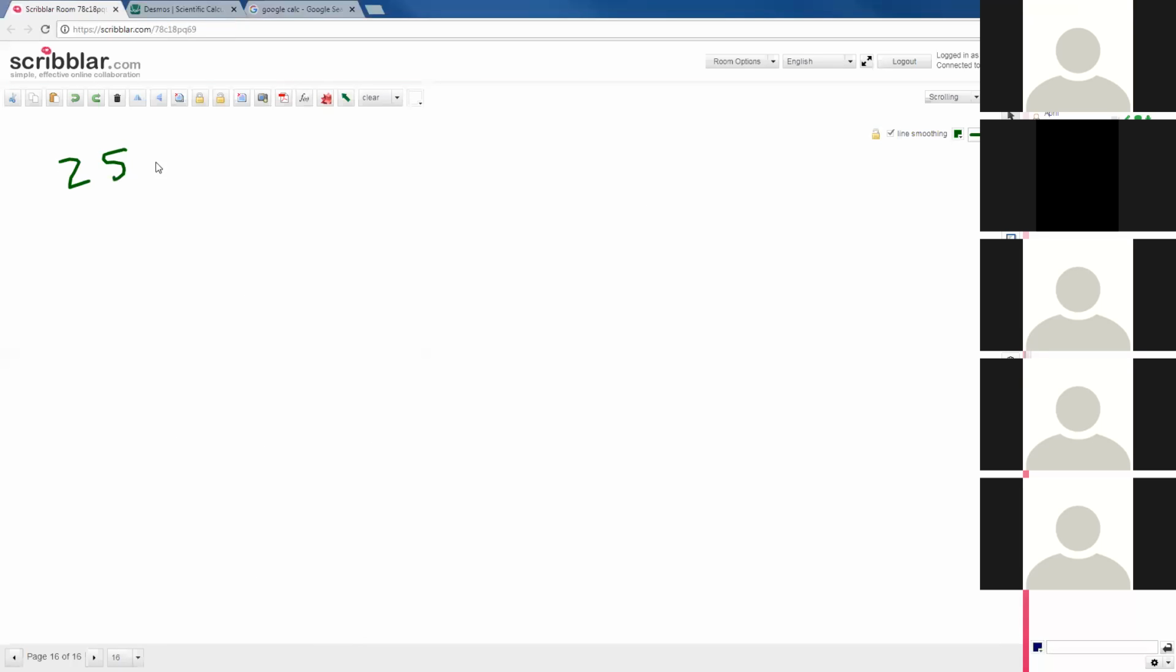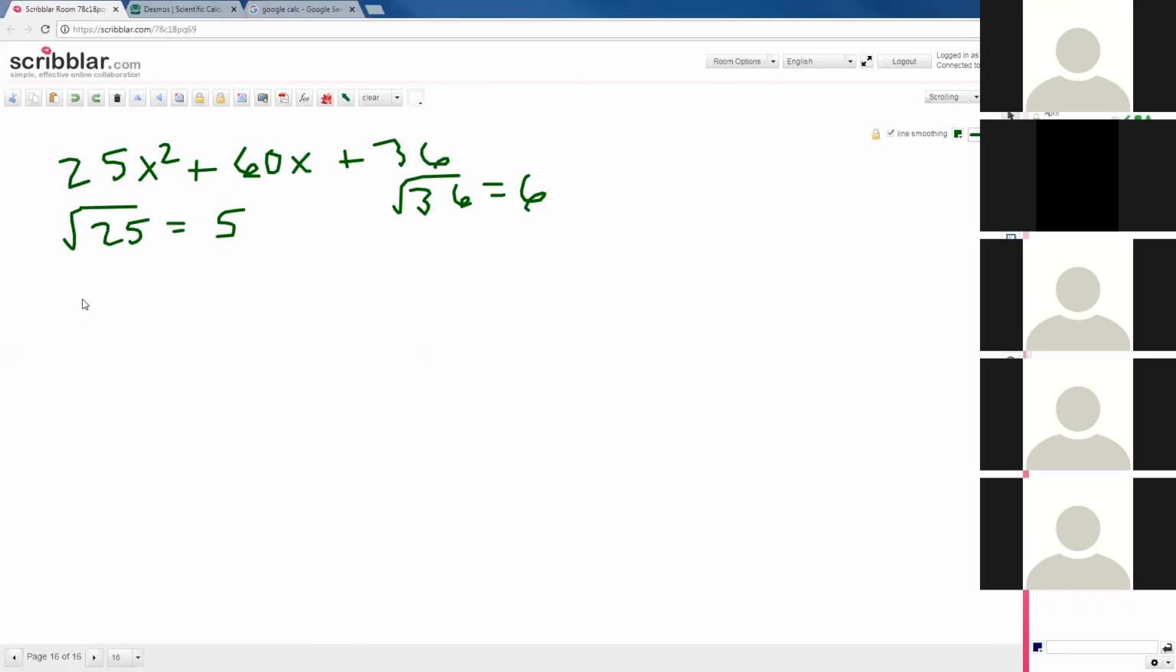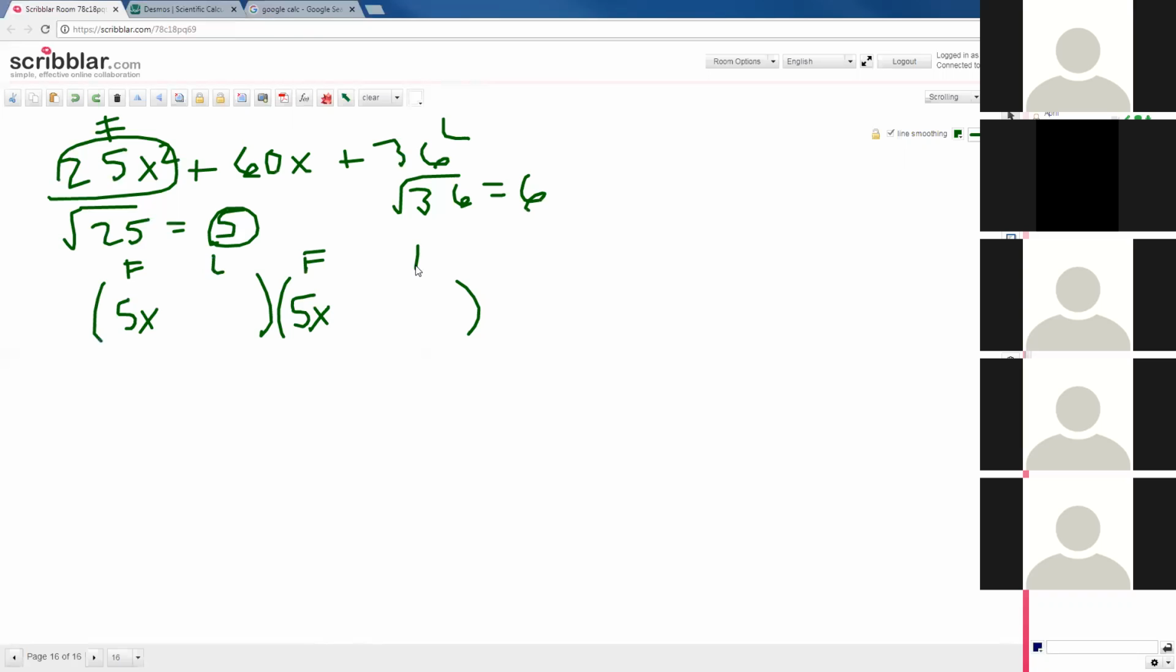So 25x squared plus 60x plus 36. We square rooted 25 to get 5. Square rooted 36 to get 6. And then when you write it in your 2 parentheses, the 5 came from the x squared. It was the first thing. It's going to be the first part of each parentheses. So 5, and since it did have an x attached to it, 5x, 5x. The 36 is last, and it's going to be the last part of each parenthesis. So we have plus 6, plus 6.